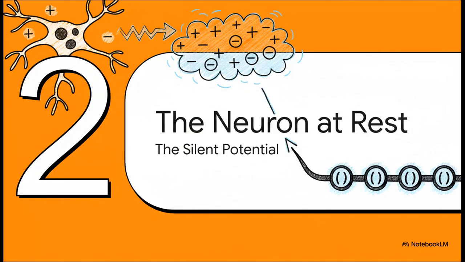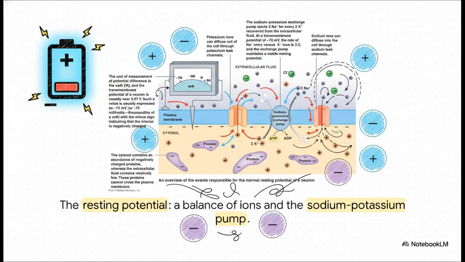But what's a neuron doing when it's not firing a message? Is it just off? Well, not at all. It's actually holding very still, maintaining an electrical charge in a state we call the resting potential. And this baseline state is absolutely crucial for everything that comes next. Think of a resting neuron as a tiny, charged-up battery. It's got potential energy ready to go.